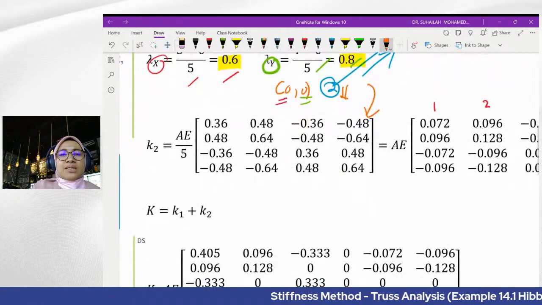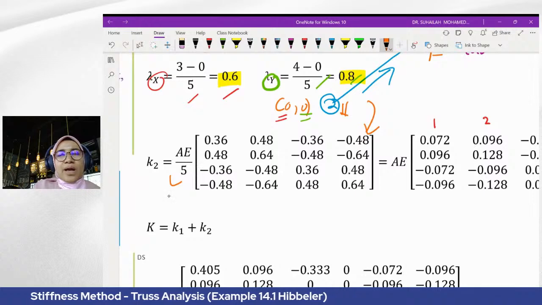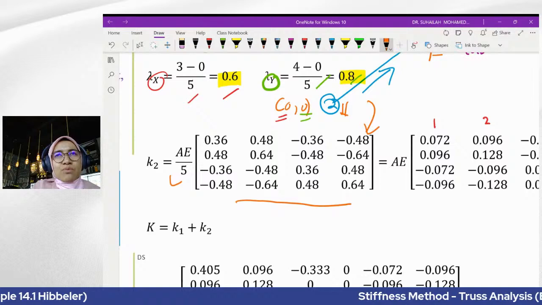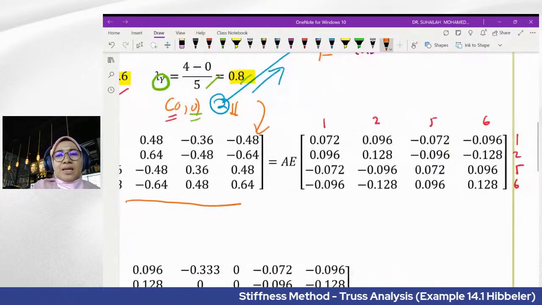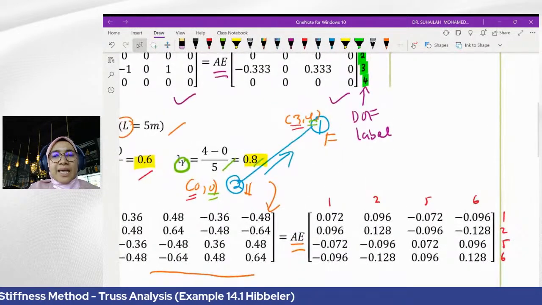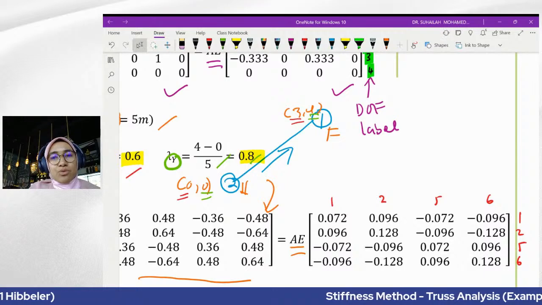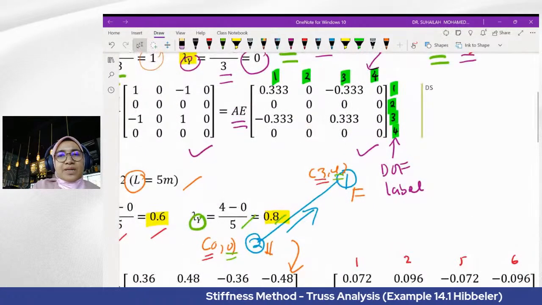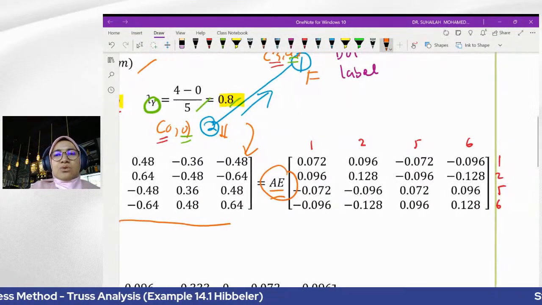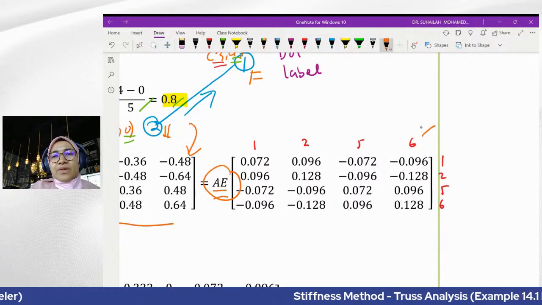The formula is AE over L. This is L for element number 2, 5 meters. The values inside the matrix we get from the formula. Finally, we should write it like this, keeping AE constant, because we will sum K1 and K2. So we have this in terms of AE, and the other one also in terms of AE. So this is K2.